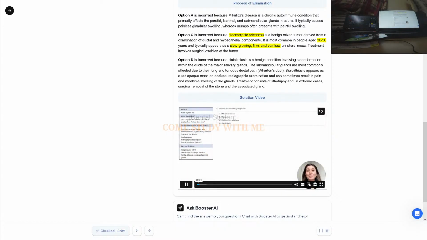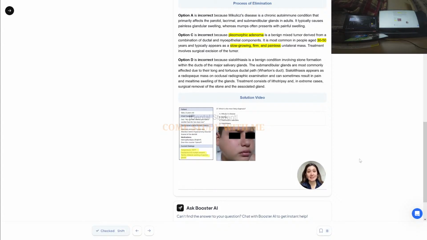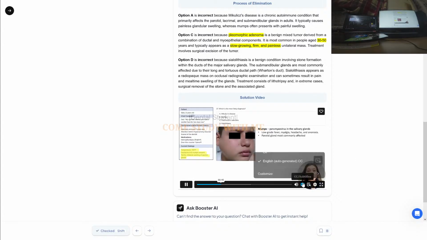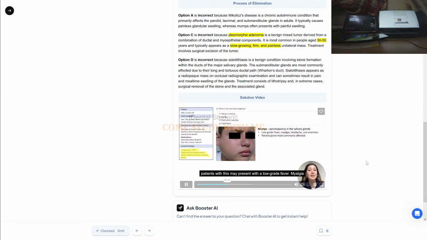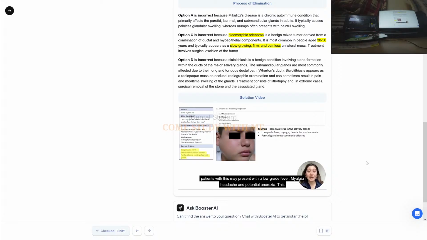This question asks, which is the most likely diagnosis? In the patient box, we can see that this patient presents with a fever, headache and myalgia, and painful bilateral swelling of the parotid glands. So the patient may present looking something like this, and this would be a case of the mumps, which is the paramyxovirus in the salivary glands. Patients with this may present with a low-grade fever, myalgia, headache, and potential anorexia. This is most commonly presented in the parotid gland.